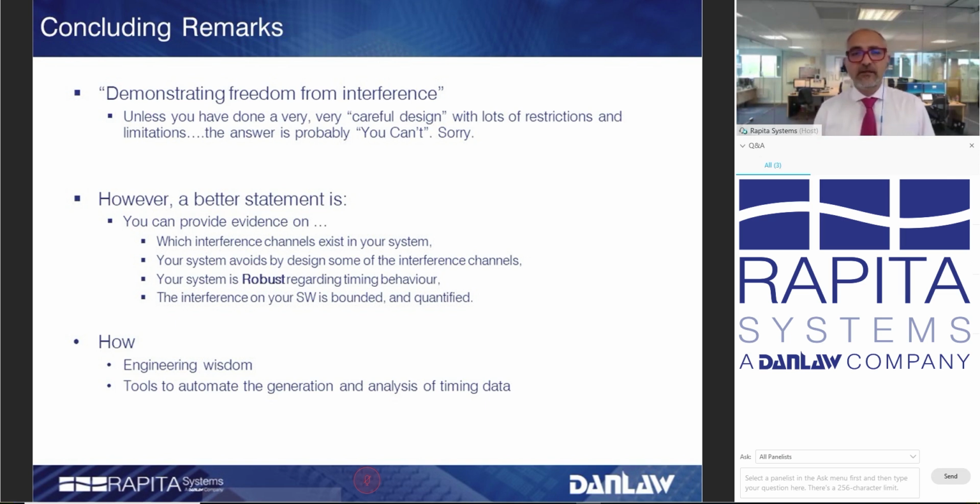We'd like to formulate the question that needs to be asked in a slightly different way. The question is, can you provide evidence of whether there are interference channels and which of these interference channels exist, whether your system is able to avoid by design these interference channels, whether your system is robust. Here robust means robust to changes, and the idea then is how you can develop robustness testing that exposes the systems to different stresses and see how it reacts in a controlled way.